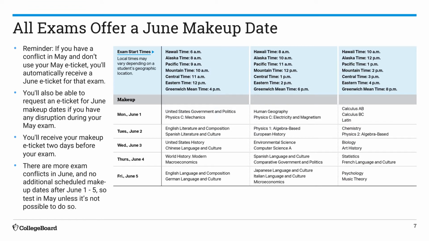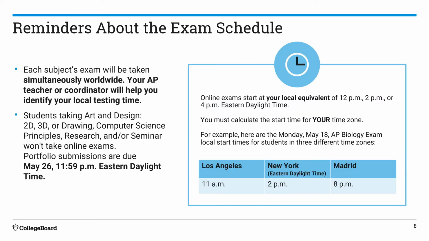The June makeup dates, there's a lot more overlap, but if you are interested in the makeup test, if you don't use your May ticket, you'll automatically be able to use it for June. You can see the dates for macro. It's June 4th at 9 in the morning. For micro, it's Friday, June 5th at 11 in the morning. And for stats, it's Thursday, June 4th at 1 in the afternoon. So try to do the May test if you can. The June makeups are really basically for conflicts or things that go wrong during the May test.